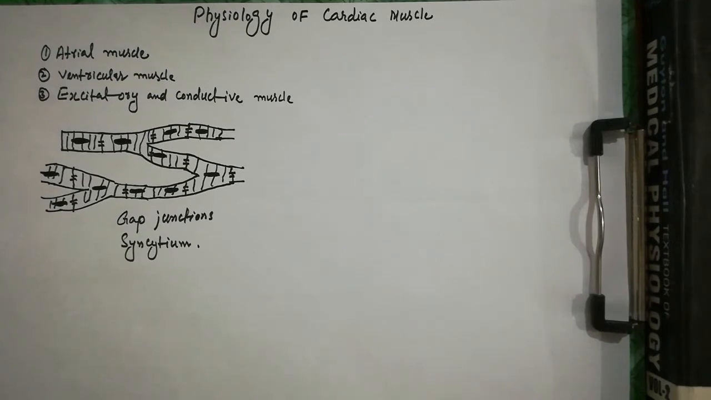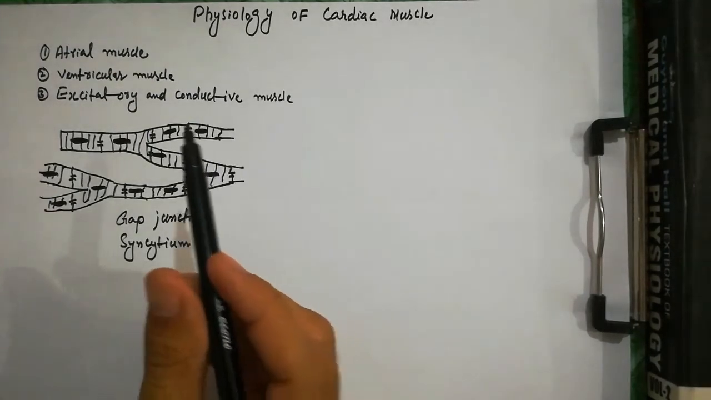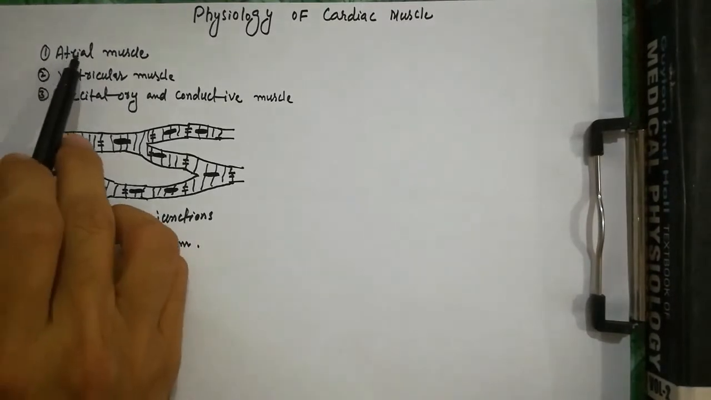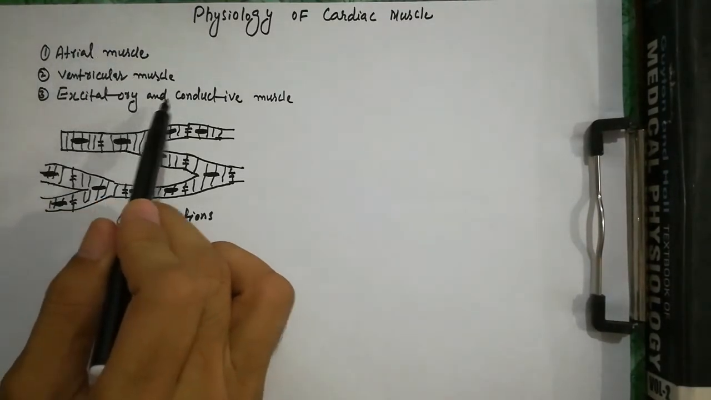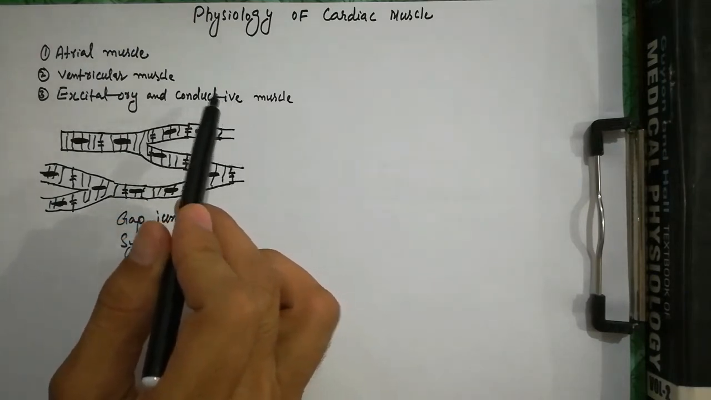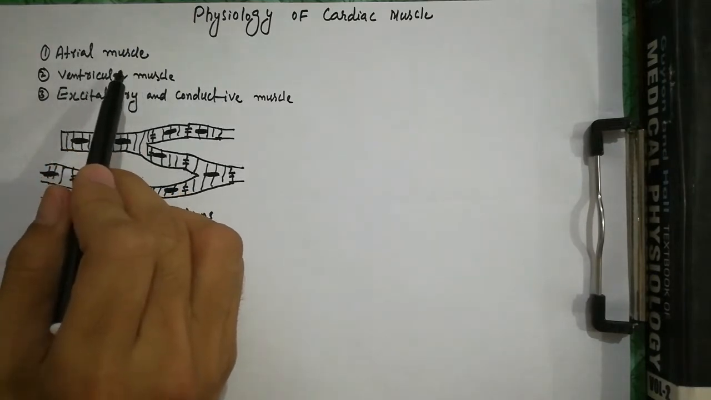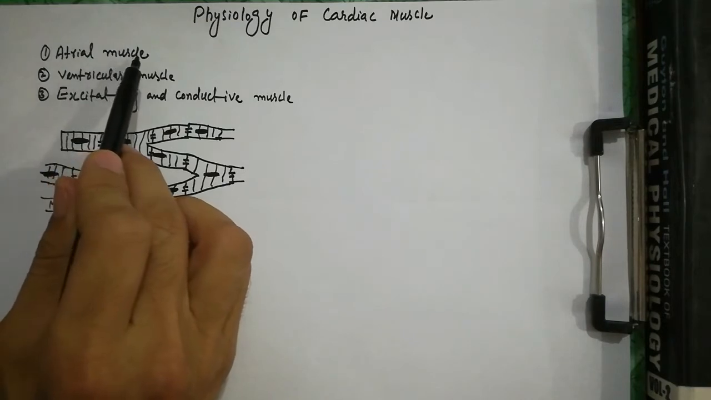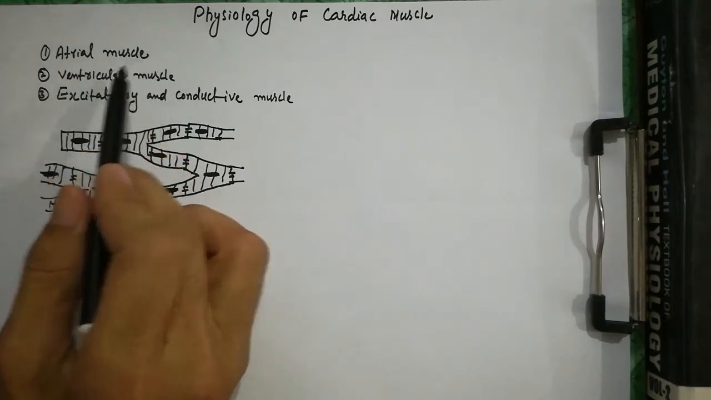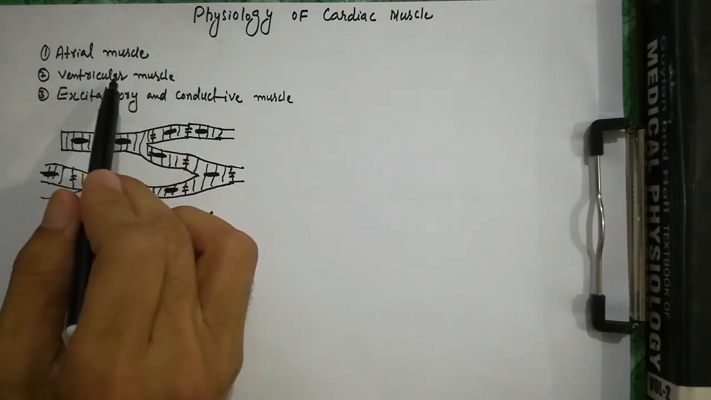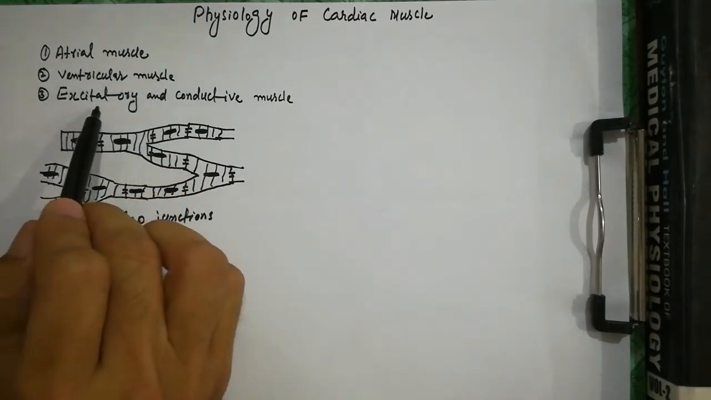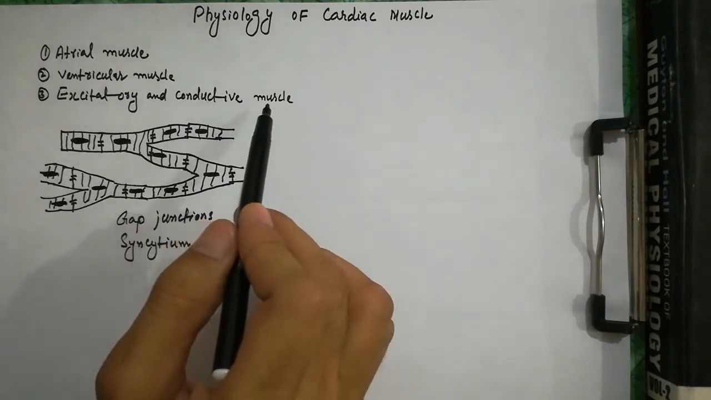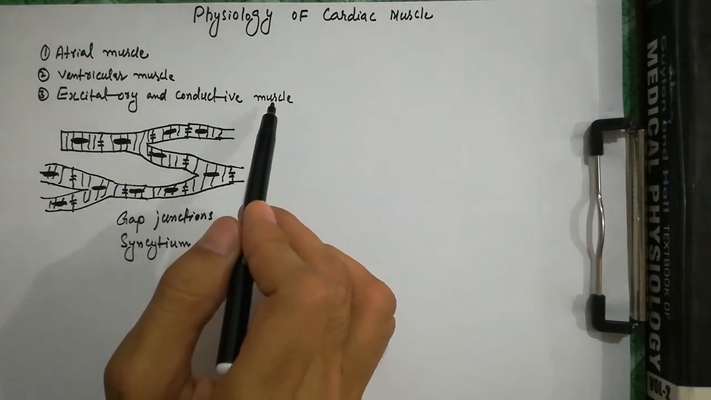There are three types of cardiac muscles in heart: atrial muscle, ventricular muscle, excitatory and conductive muscle. As the name indicates, atrial muscle is present in both atria and ventricular muscle is present in both ventricles, and excitatory and conductive muscle is present in the whole heart, in both atria and both ventricles.